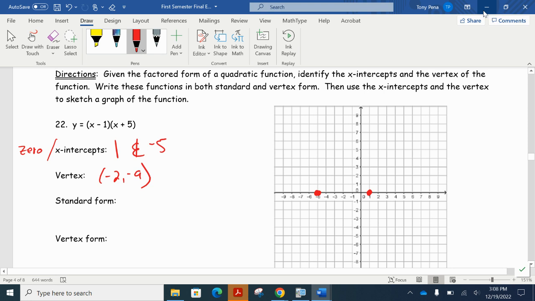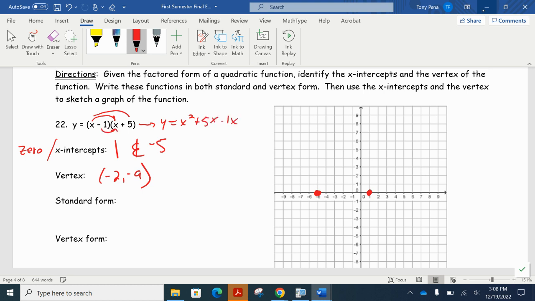If you don't, then you've got to go ahead and multiply all this out. So we're going to do x times x, x times 5, a -1 times x, and then a -1 times 5, so -5. We have some like terms that we can combine right here. So when I multiply all that out, I get x squared plus 4x minus 5. This is our standard form. So this is going to go right here. When we multiply everything out, clean it all up, whatever results is our standard form.